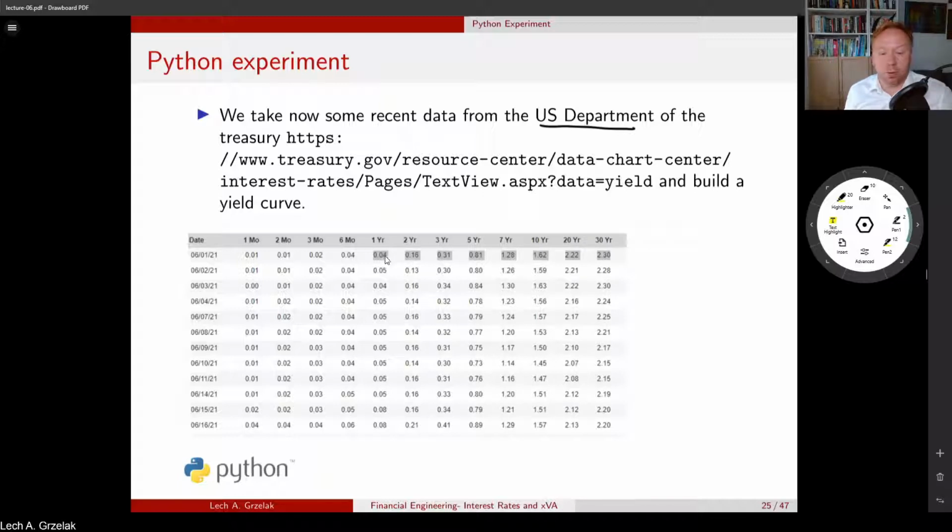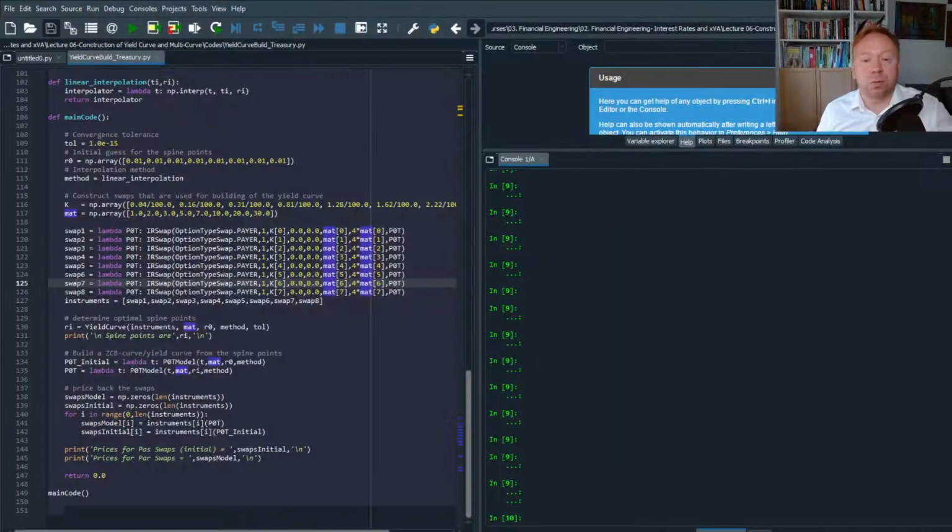So basically, the objective here is to take market data from the US Department of Treasury, take those quotes, which are the par quotes. This means that for this particular strike, the value of a swap with 3 years of maturity will be equal to 0. So we take those quotes and we try to build a yield curve for those quotes. And then we will check whether the yield curve actually priced all those instruments back to par. Let's take a look at the code.